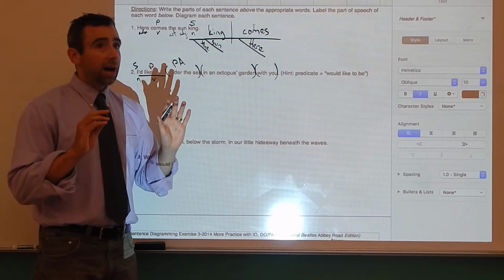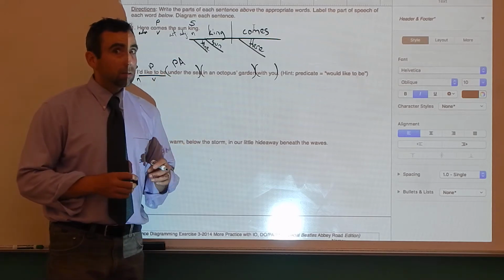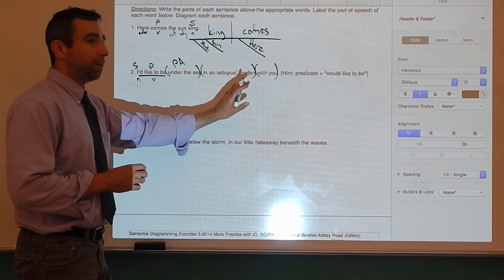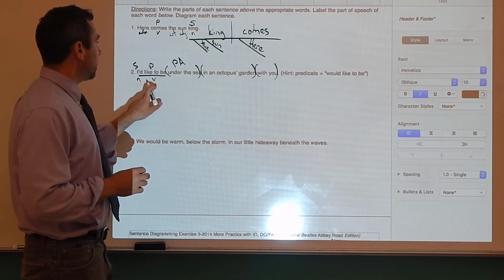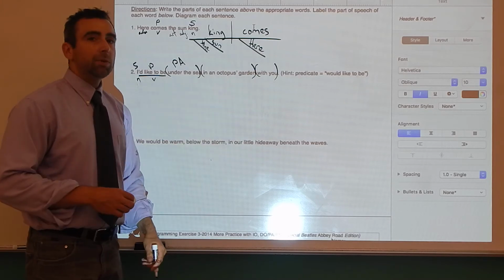And the diagram for this, oh my goodness, so challenging. We'll see. All right, let's do the parts of speech in the meantime. I and would like to be, noun and verb. Please label the rest of them and then get back to me. Pause the video.